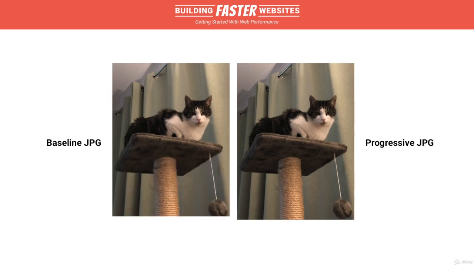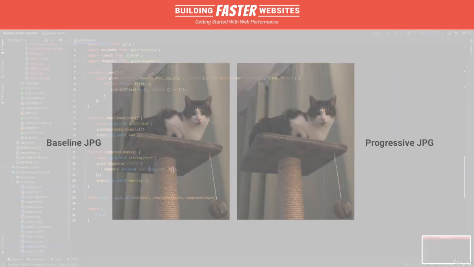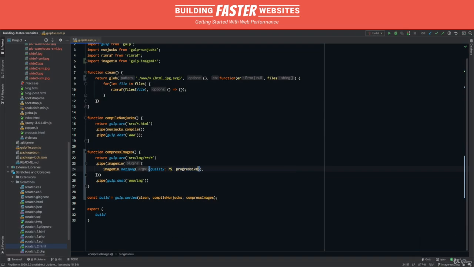How do we convert our JPEGs to progressive scan? That's easy. Just tweak the config in our Gulp task like this. Sorted.